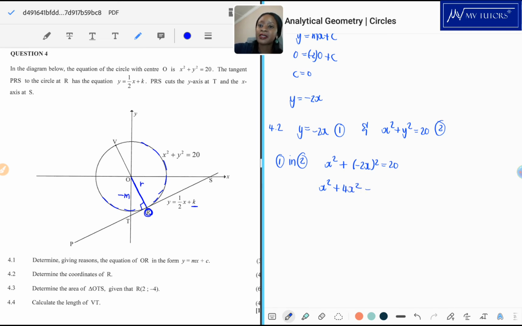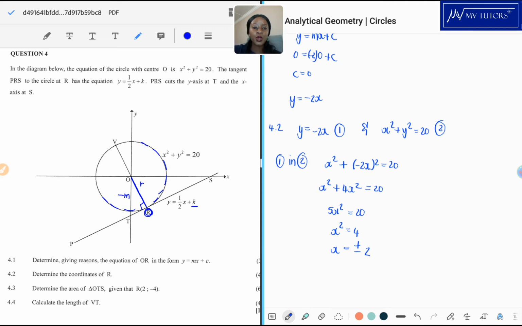And then I have x squared plus 4x squared. So I have 5x squared is equal to 20. If I say 20 divided by 5, I will have 4. Okay, therefore x is equal to plus or minus 2. Okay, yes, it makes sense.